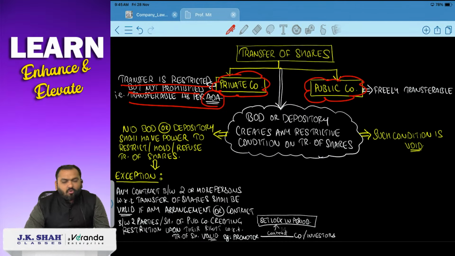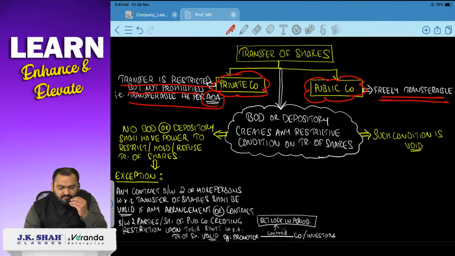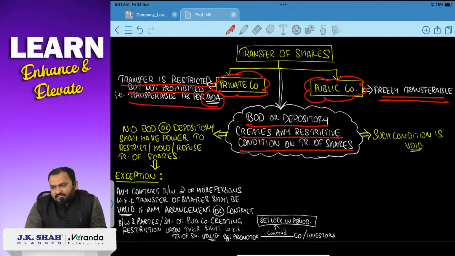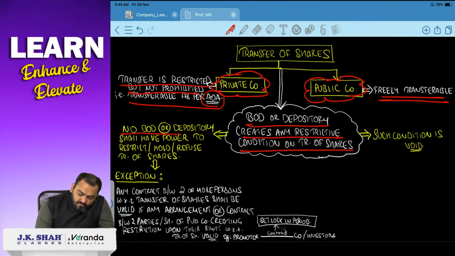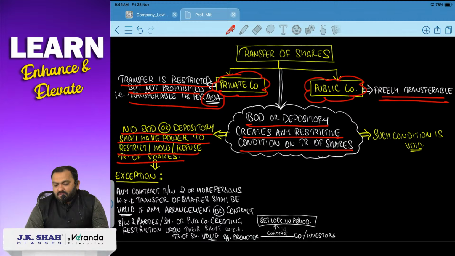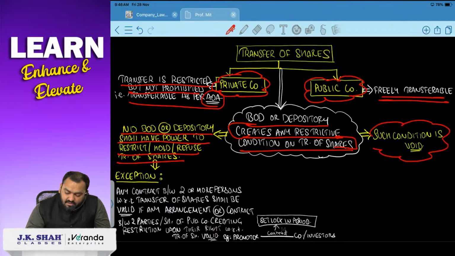It depends on its AOA. If the AOA allows the transfer, then it is transferable. Otherwise, it is not transferable. But when you talk about a public company, then it is freely transferable. Now, suppose the board of directors or any depository creates a restrictive condition on transfer of shares. As I told you, share transfer cannot be restricted. No board of directors or depository shall have the power to restrict, hold or refuse the transfer of shares. If they create any such restrictive condition, such condition shall be void.